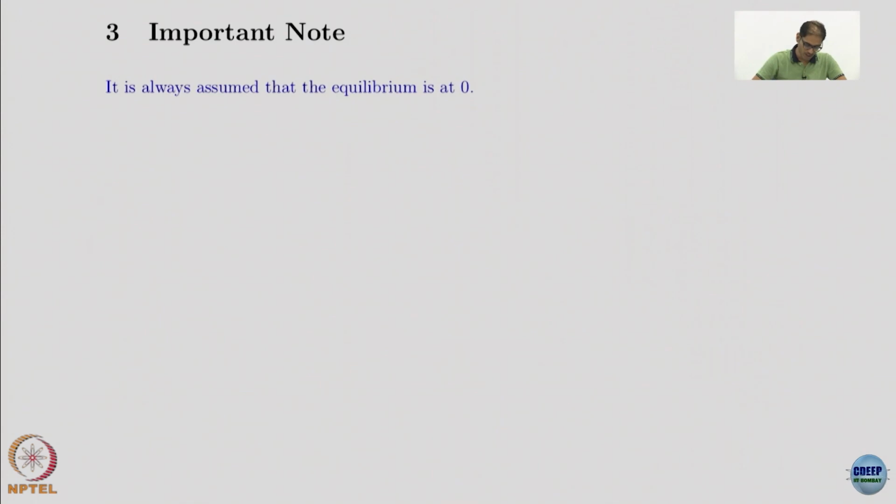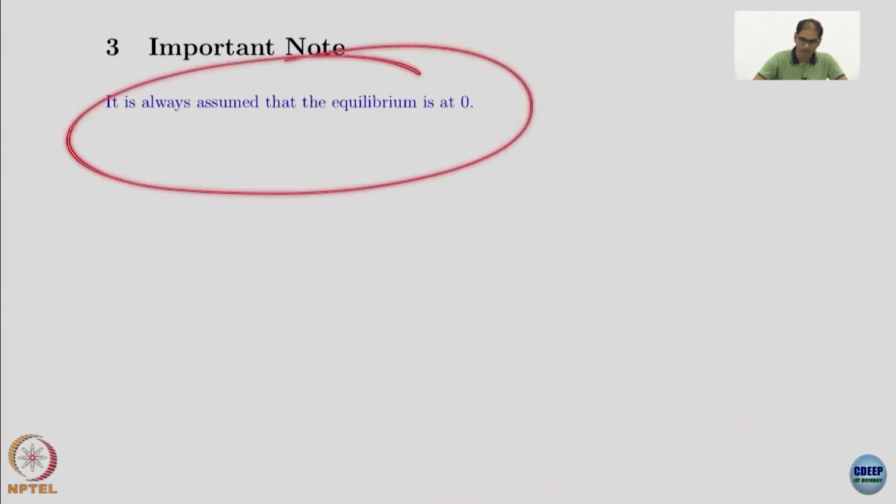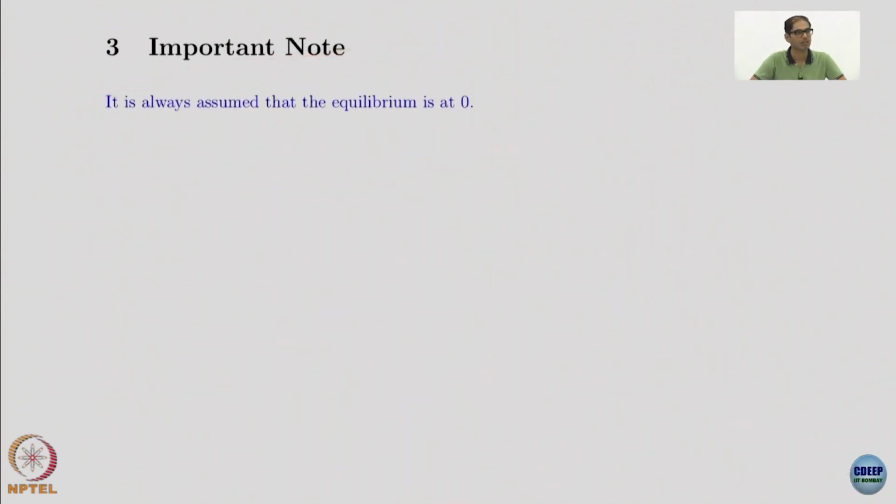One of the key things that I've already mentioned is that we assume an equilibrium of 0. We assume the equilibrium to be 0.